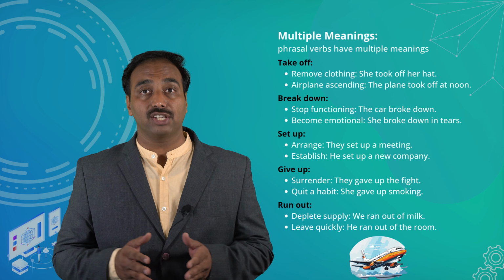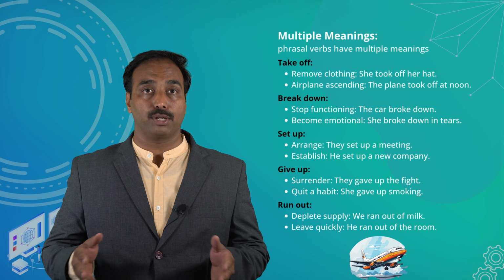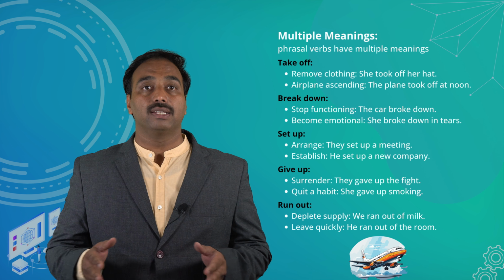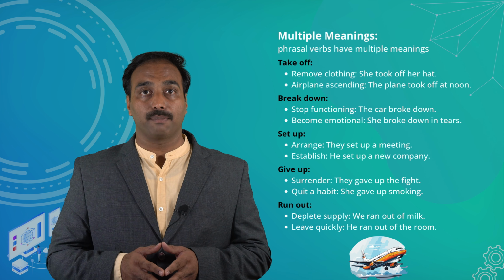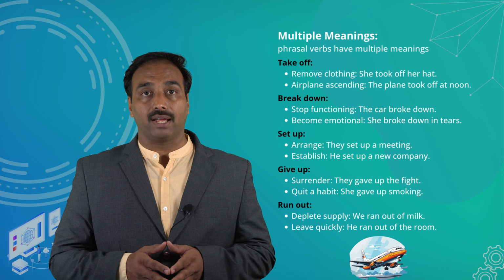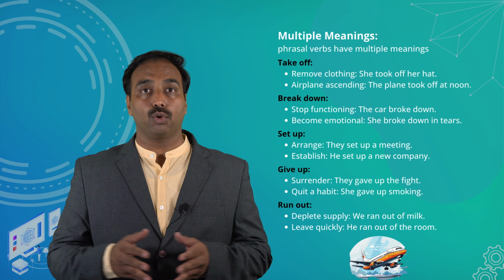Set up means arrange. They set up a meeting. It also means establish. They set up a new company. Give up means surrender. Example, they gave up the fight. It also means quit a habit. Example, she gave up smoking. Run out means deplete supply. We ran out of milk. It also means leave quickly. He ran out of the room.